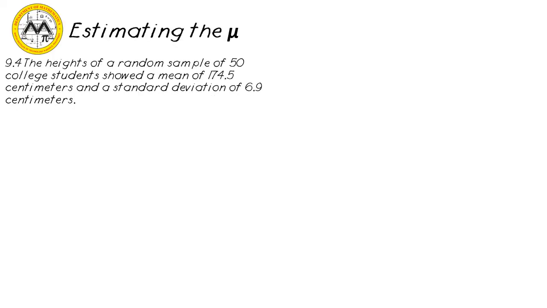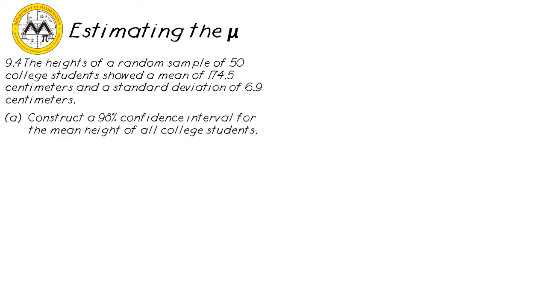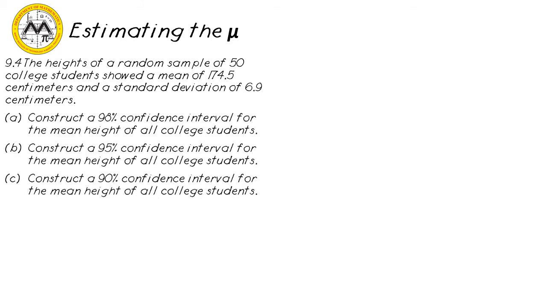Another one. The heights of a random sample of 50 college students showed a mean of 174.5 centimeters and a standard deviation of 6.9. Construct a 98%, 95%, 90% confidence interval for the mean height of all college students. So we have n is 50. The mean of this sample is 174.5 and the standard deviation is 6.9.